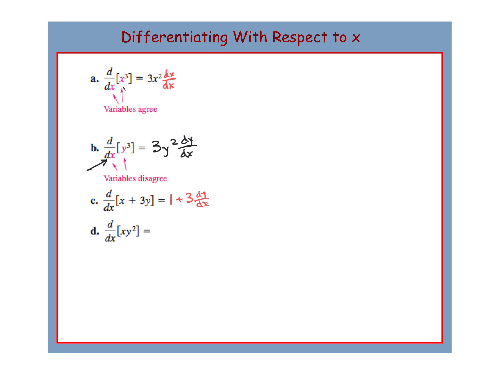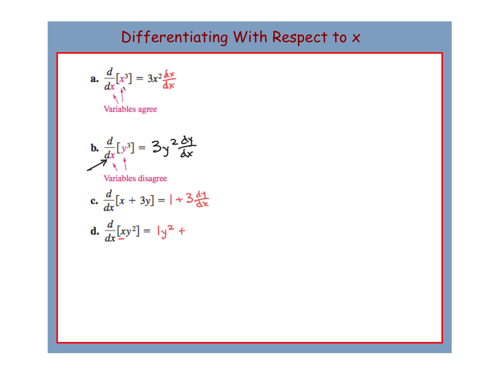So what rule do we actually need to use on this one? The product rule. So let's go over it again. The derivative of the first: what's the derivative of x? 1. And then times the second, which is y squared. Plus the derivative of the second.